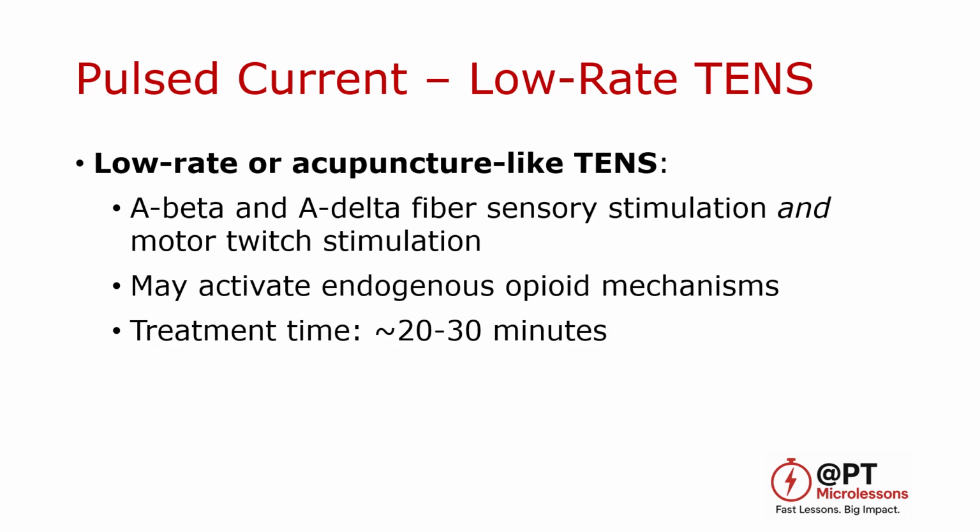Now let's look at low rate or acupuncture-like TENS. Low rate TENS activates A beta and A delta fibers and produces a motor twitch response. It is used for pain modulation and may provide longer lasting relief compared to high rate TENS. This effect is thought to be related in part to activation of endogenous opioid mechanisms. Treatment time is typically around 20 to 30 minutes.